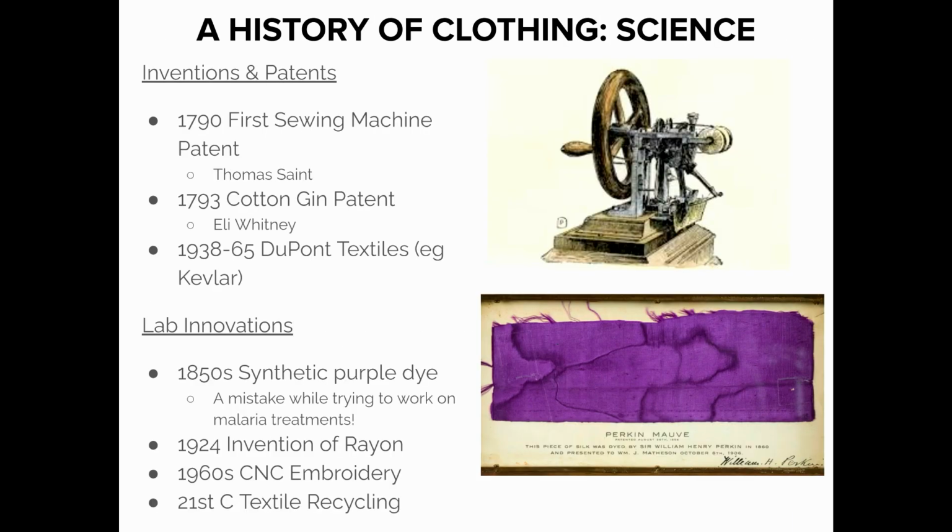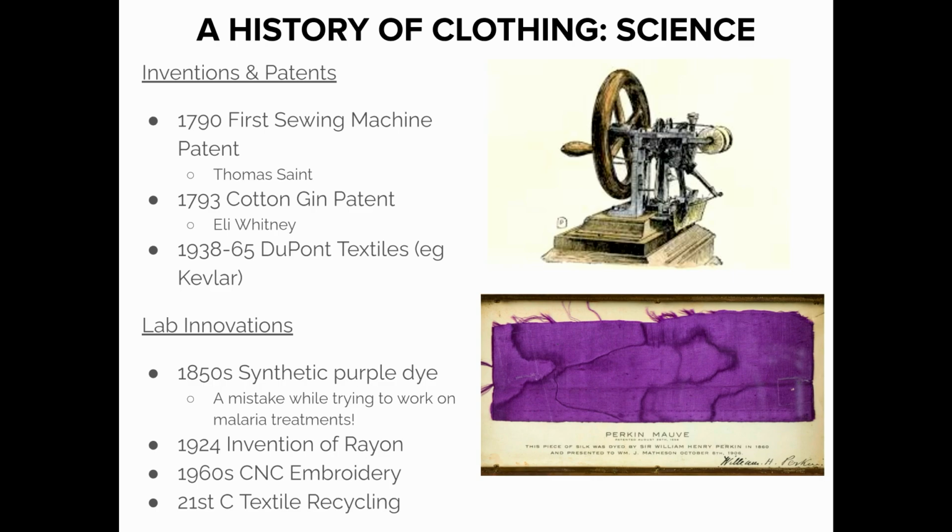In terms of the history of clothing and science, we get the first sewing machine patent in 1790. We get the cotton gin a couple years later, so fabric production really took off around the 1800s. We don't get a lot of the fancier sportswear-type fabrics until the 1940s or so. People were trying to innovate for World War II, so DuPont Textiles was doing a lot, and we got things like Kevlar, for example, out of that. Spandex, rayon, nylon came shortly after in the next two or three decades.